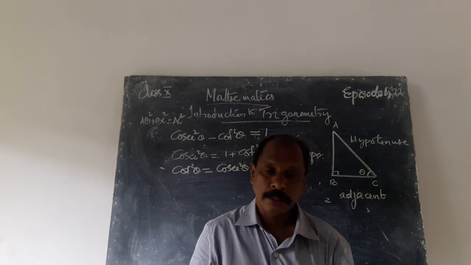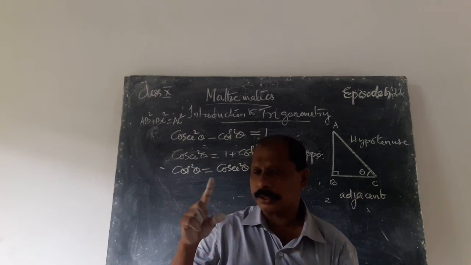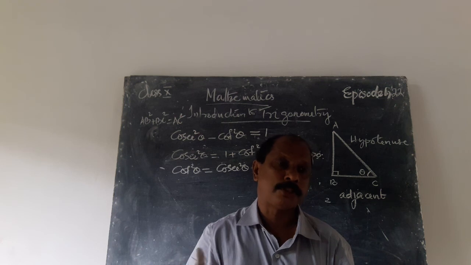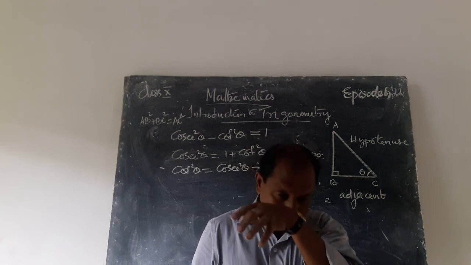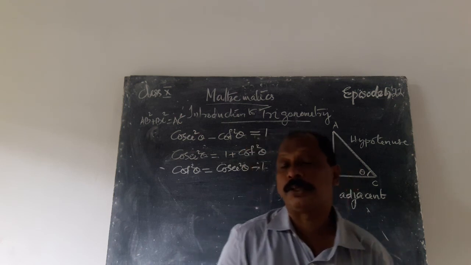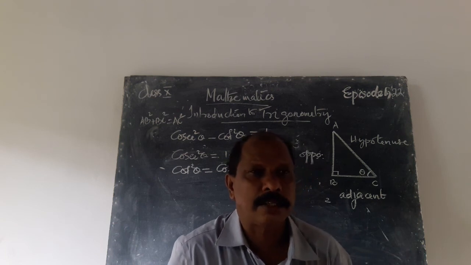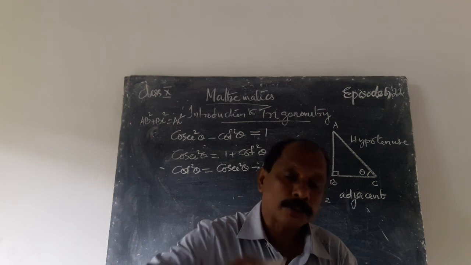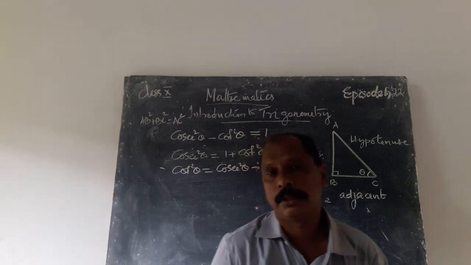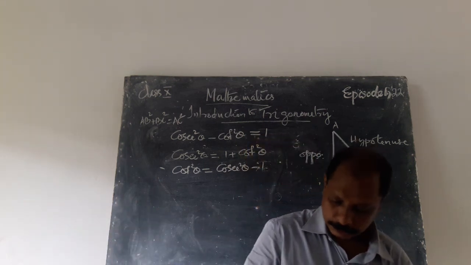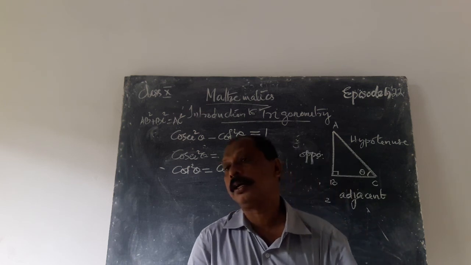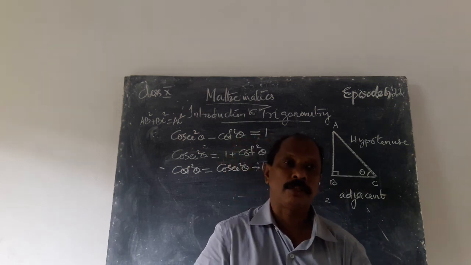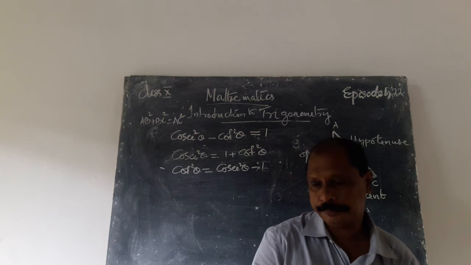Then there are three relations between these trigonometric functions. They are sin square theta plus cos square theta is 1. The sum of these two squares is equal to 1. Therefore, shifting cos square theta to the right, we get sin square theta is equal to 1 minus cos square theta. Therefore, sin theta is root of 1 minus cos square theta. Similarly, cos square theta is equal to 1 minus sin square theta. Therefore, cos theta is equal to root of 1 minus sin square theta.